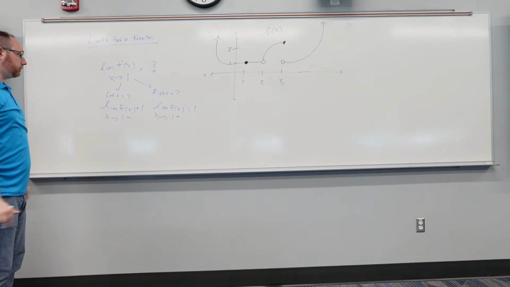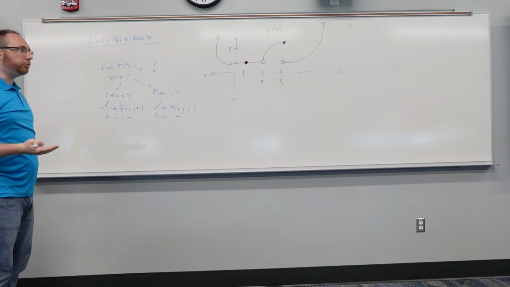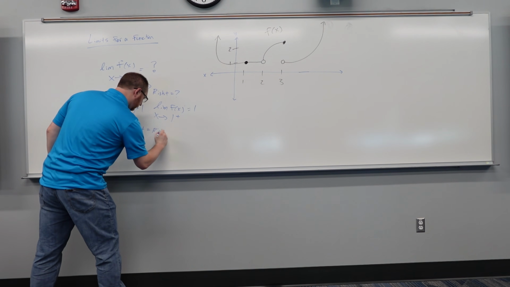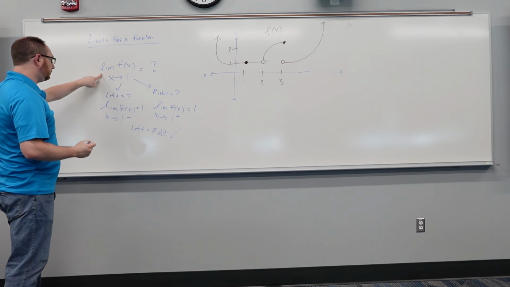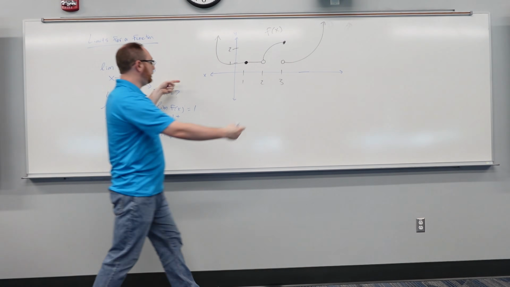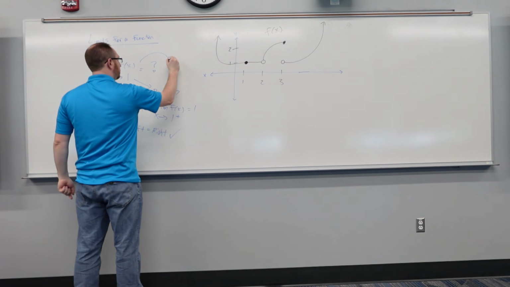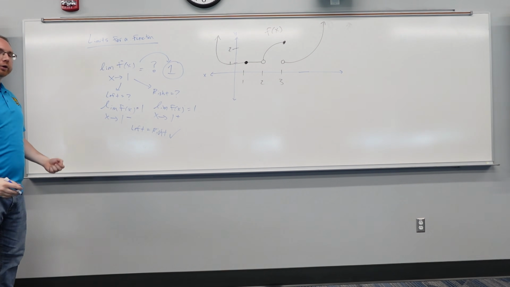The good news for us is if the left and the right are equal, then the limit does exist, and it's whatever those two meet at. Since left is equal to right, this means it's good. We have a limit, and the limit of this is going to be 1 because they meet at the same spot. So this is equal to 1. And that would be how you do a limit.